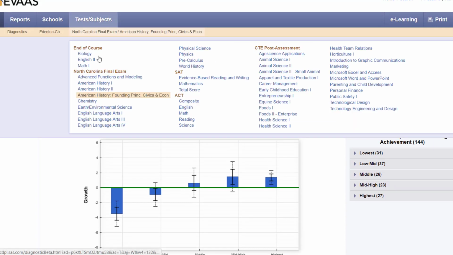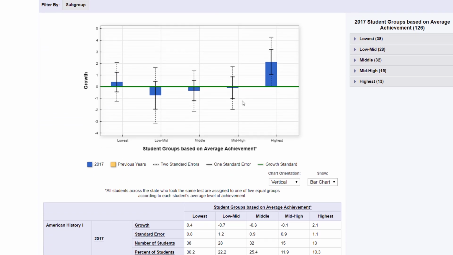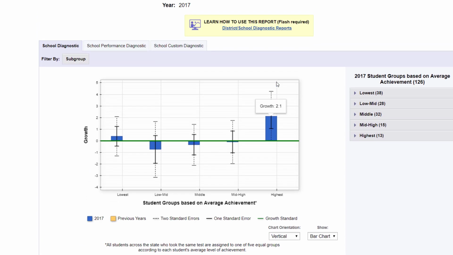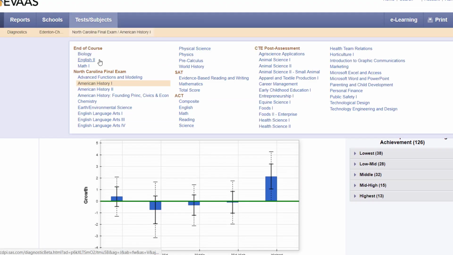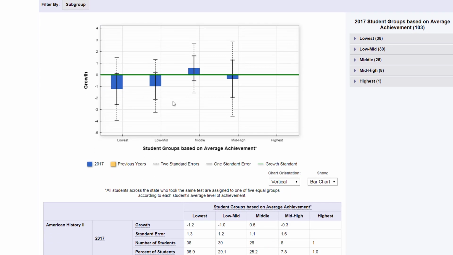So now let's look at American History 1. Similar pattern. Our highest performing students are doing well, but as we move across the other quintiles, again, that's better than the last two in that they're meeting growth, but we're still not meeting the needs of these students at the same level or rate as we are our highest performing students. And then finally, we'll look at American History 2. And we see a similar pattern. Our highest group only had one student, so we don't have a bar. But again, our lowest performing students are not doing well.